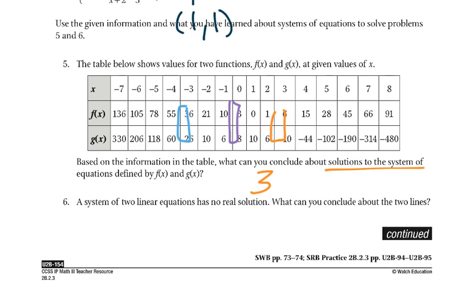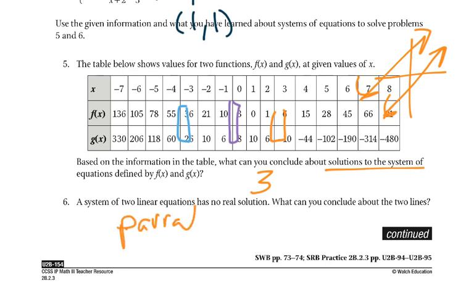Okay, now 6 says a system of 2 linear equations has no real solution. What can you conclude about the 2 lines? Well, if I graph a linear equation, it's a straight line that keeps going. The only way they're never going to intersect is if I have another one that's parallel. So we know they're parallel, which means, and I can't spell parallel, parallel means they have the same slope.